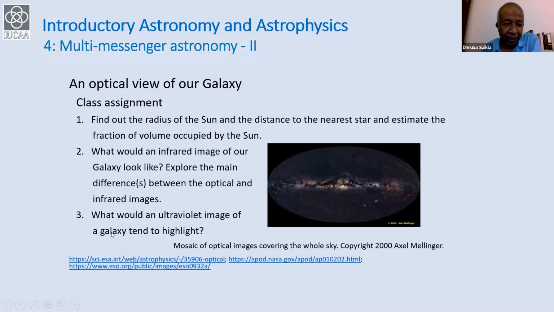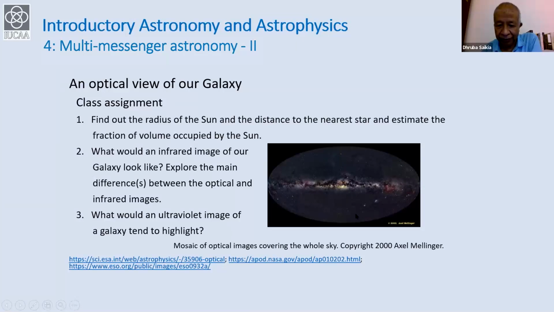Aquino is quite right. Now there are two other aspects I would like you to give me input on in a short while. What would an infrared image of our galaxy look like? And what would an ultraviolet image of our galaxy look like? What do you think it'll look like? We'll try and explore this in a short while.